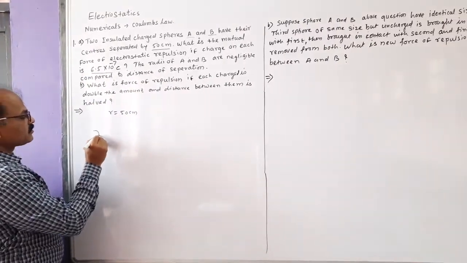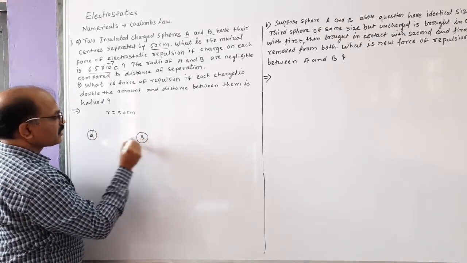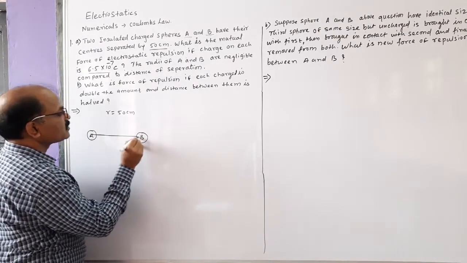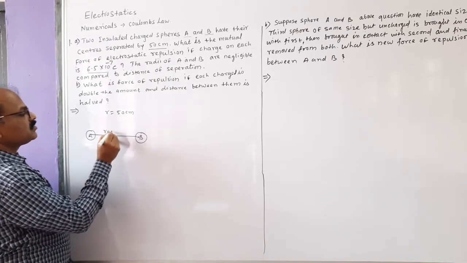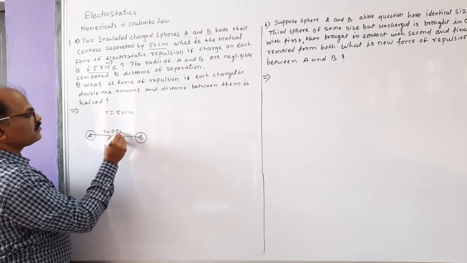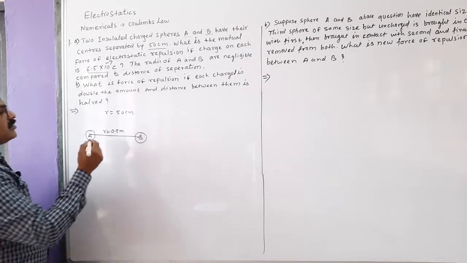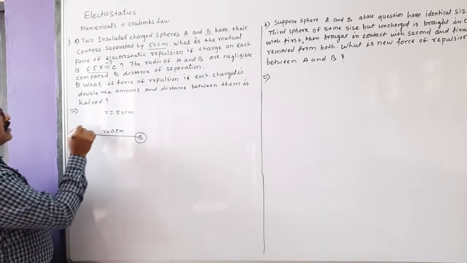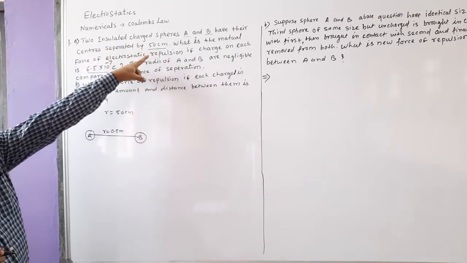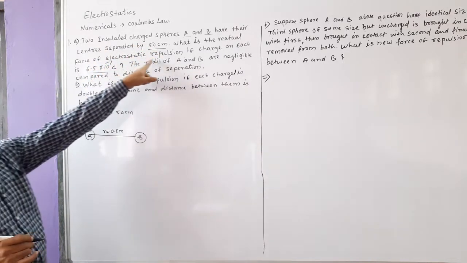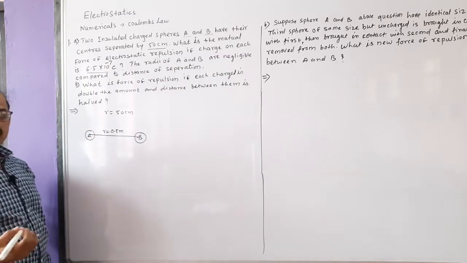Two spheres, sphere A and sphere B, separated by a distance r is equal to, we convert it into meter, so this is the 0.5 meter distance. The charge on the two insulated charge pairs A and B have their centers separated 50 centimeter. What is the mutual force of electrostatic repulsion? They both have the same kind of charge.